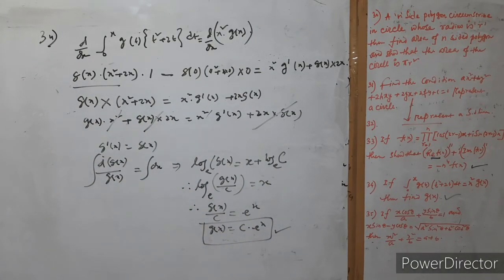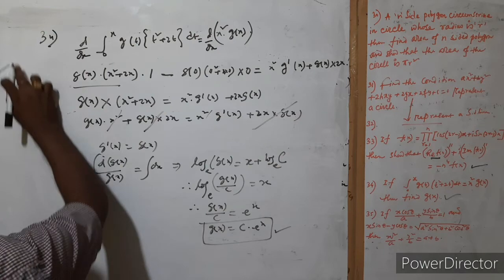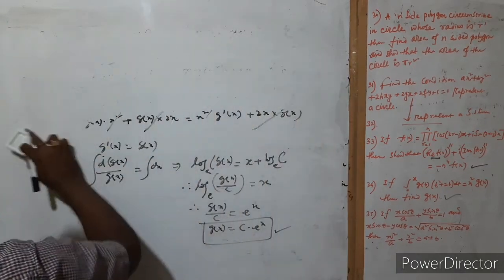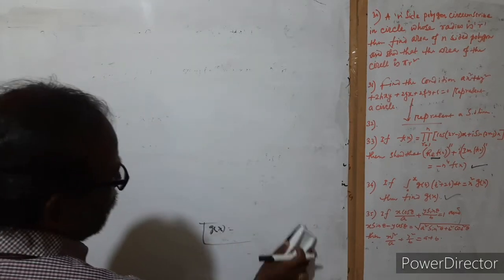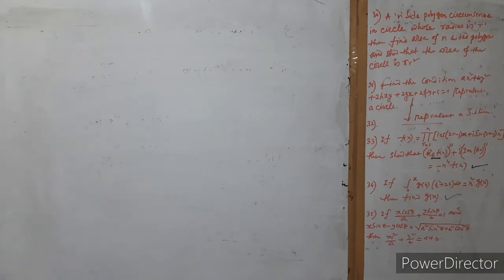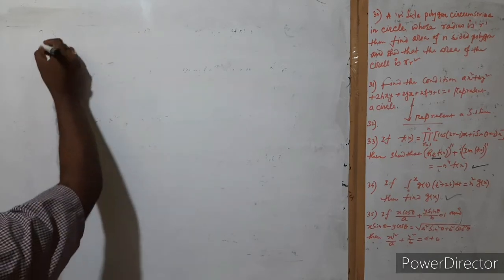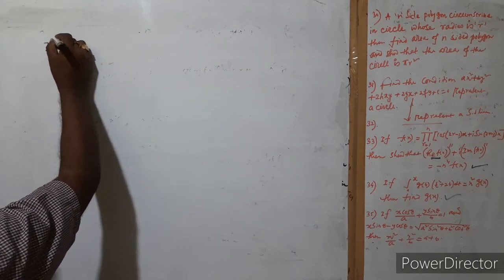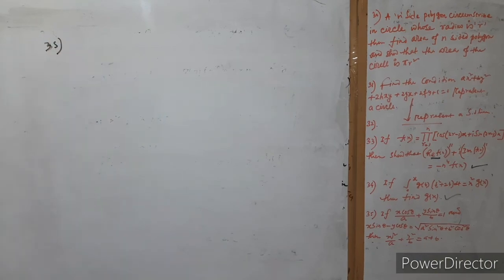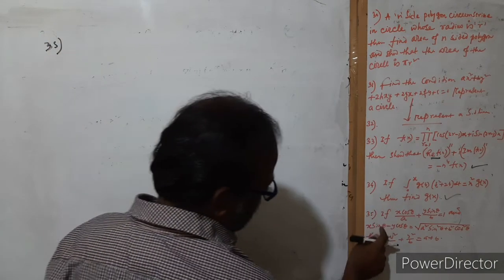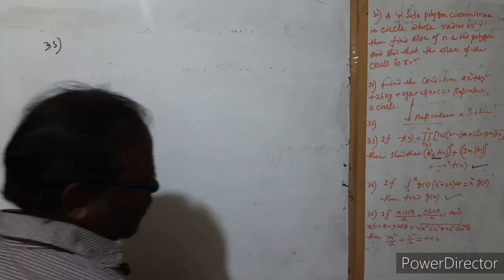Okay, very interesting question. Now the last question, 35, in this video, very interesting question. See carefully. For 35, see these two equations are given. Now you have to solve from that. We have to solve this.